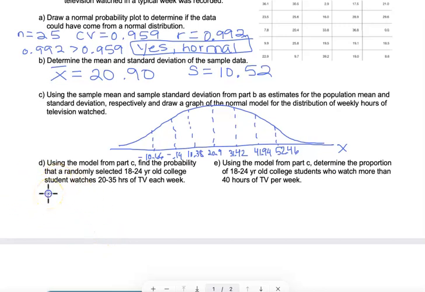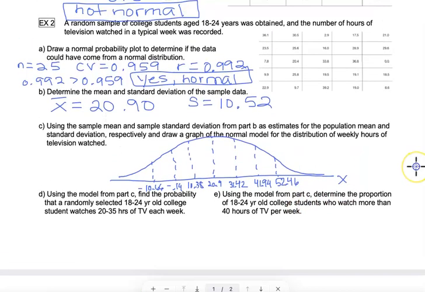So using the model from Part C, find the probability that a randomly selected 18 to 24-year-old college student watches between 20 and 35 hours of TV each week. And the easiest way, of course, to do this is in StatCrunch. As long as it doesn't tell you that you need to use table 5, then that's how I would recommend that you do it. So in StatCrunch, we're going to use the normal calculator.